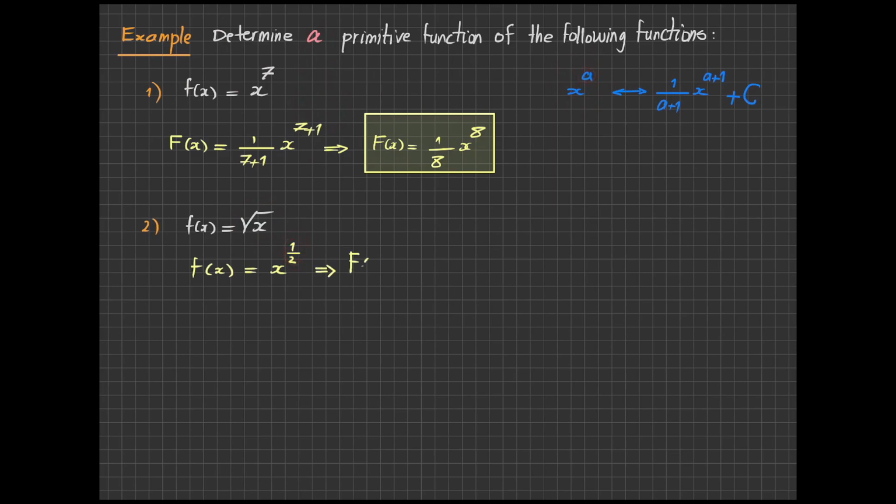I can say that the capital F of x is equal to 1 over a plus 1, x to the power of a plus 1. And then I have to simplify this. In our head, if I calculate this, a plus 1 is 3 over 2, but it is 1 over 3 over 2, which becomes 2 over 3. And then x to the power of 1/2 plus 1 is 3 over 2. So yes, what you said is correct.